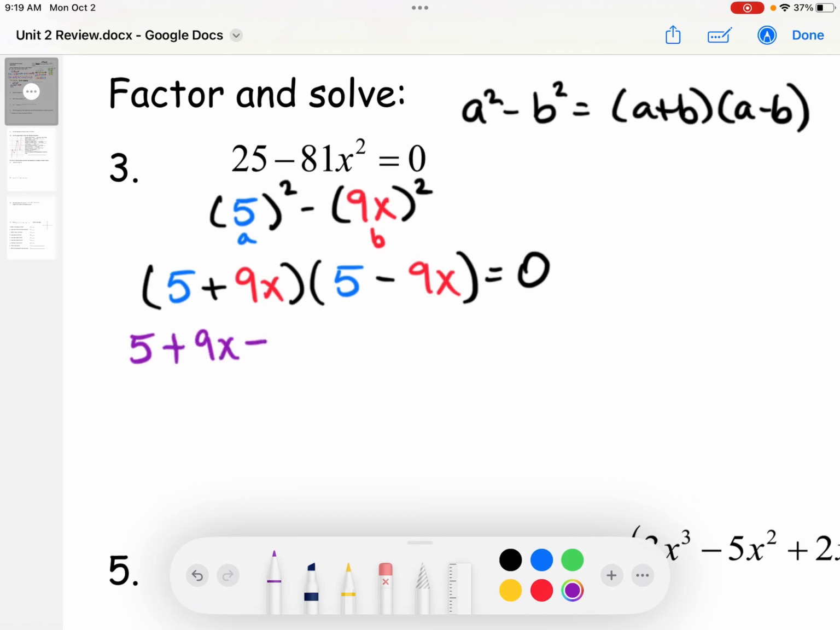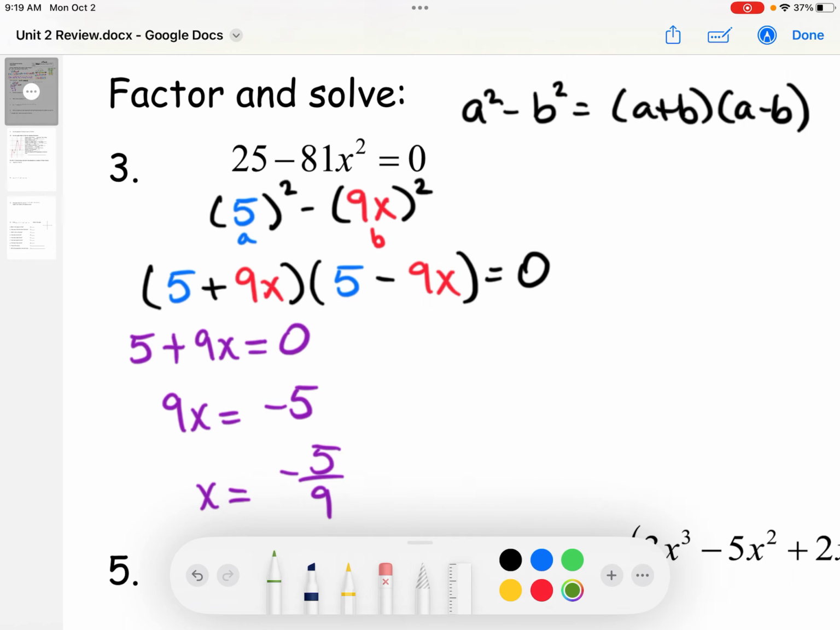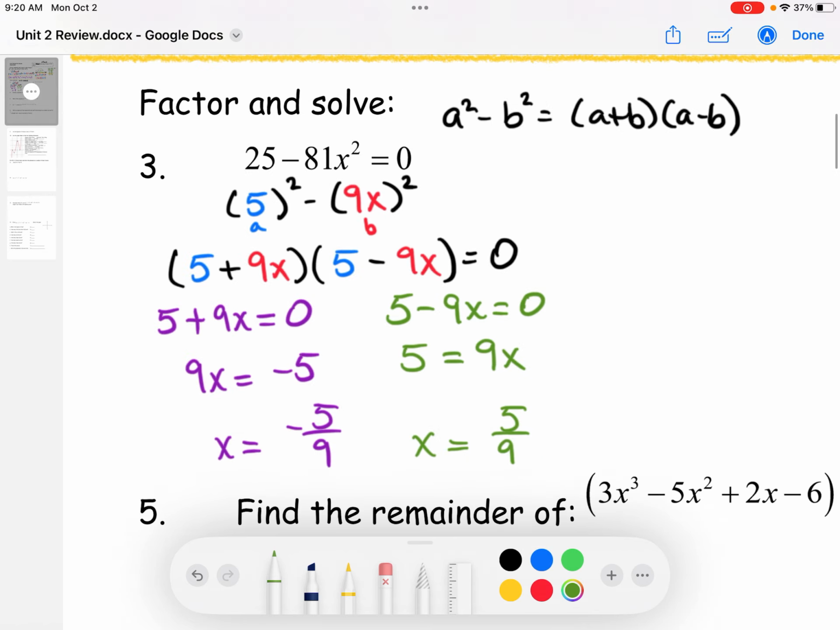So 5 plus 9x will equal 0. So 9x will equal negative 5. X will equal negative 5 over 9. That is one of your solutions. Then the other factor, 5 minus 9x, is equal to 0. So 5 is equal to 9x. So x is equal to 5 over 9.